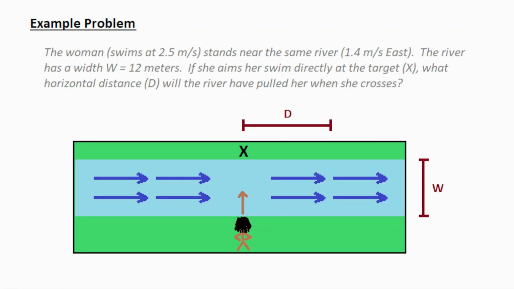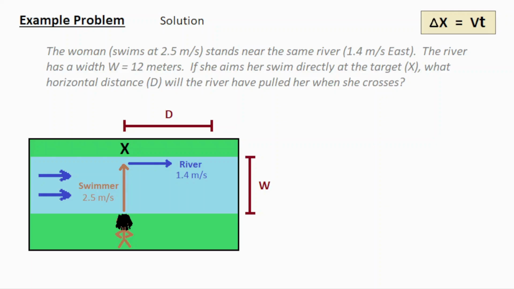You can see it with this marker. And if she aims her direction of paddling at the X, as discussed earlier, she will be pulled to the right and wind up some distance to the right from the target. And that's what we're solving for here. What horizontal distance will the river have pulled her when she reaches the other side of the river?